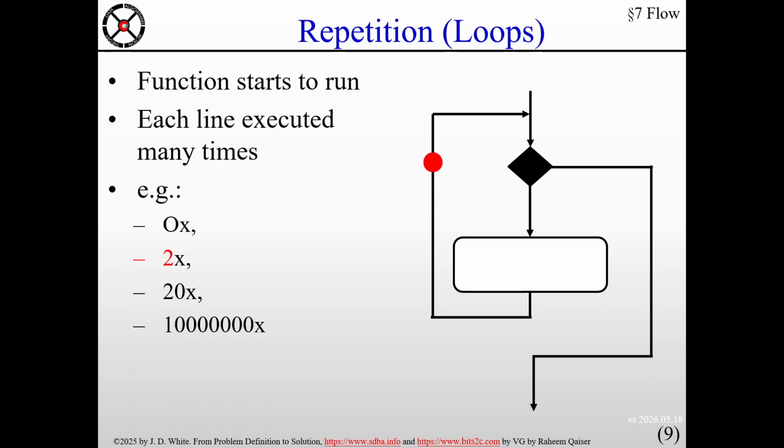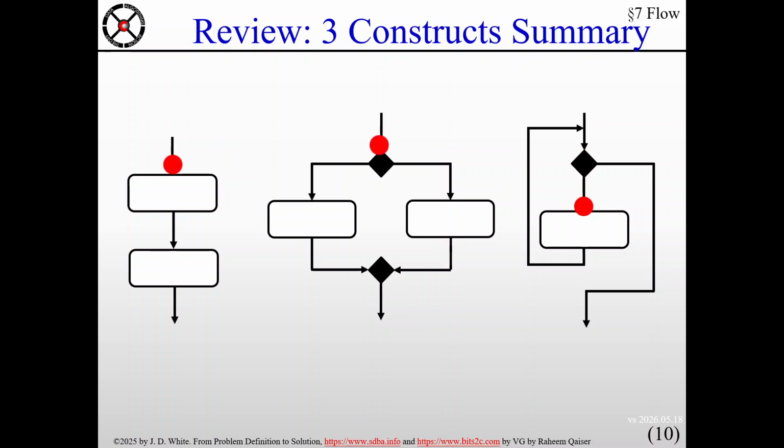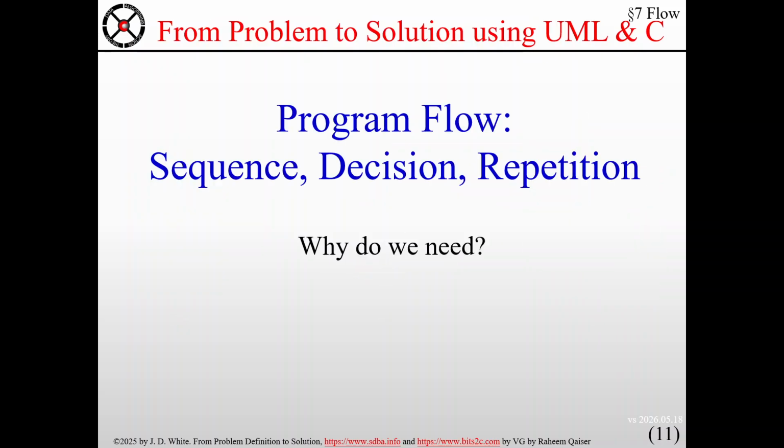Okay, repetition: each function starts to run, each line executed many times. So these are the 3 UML structures that we have. Then you can see the 3 different types of flow moving through. And we combine these things to build some sort of a program. Now, program flow: sequence, decision, repetition.